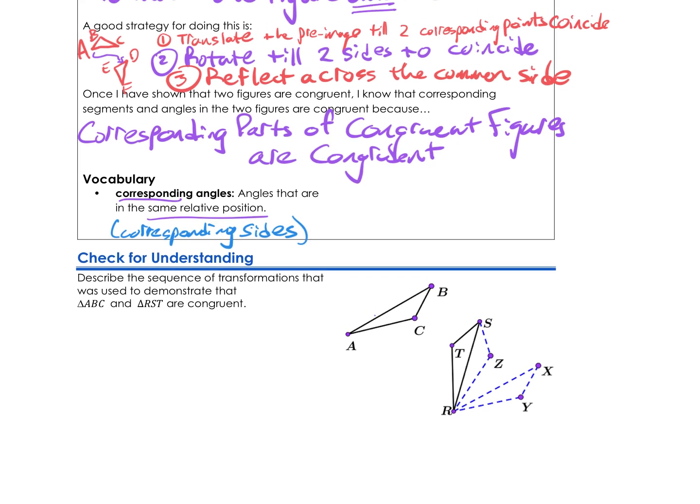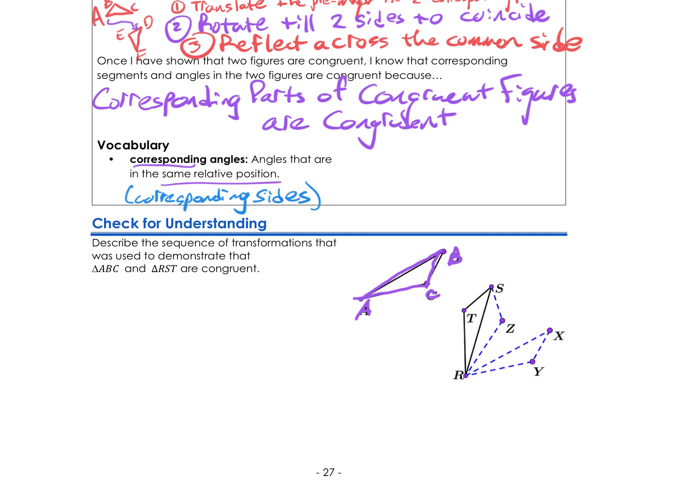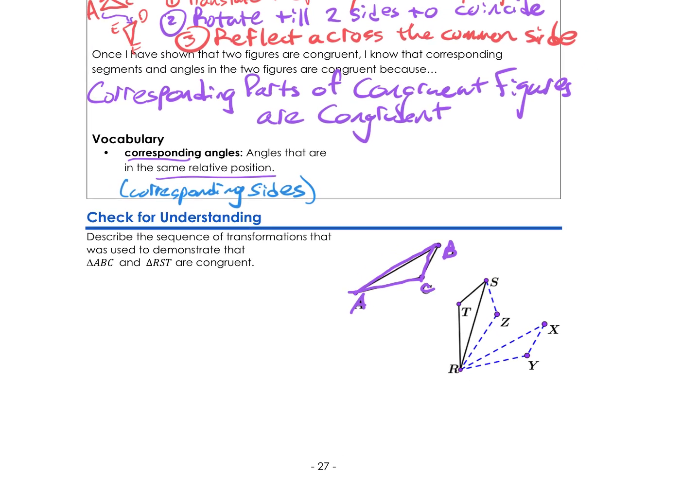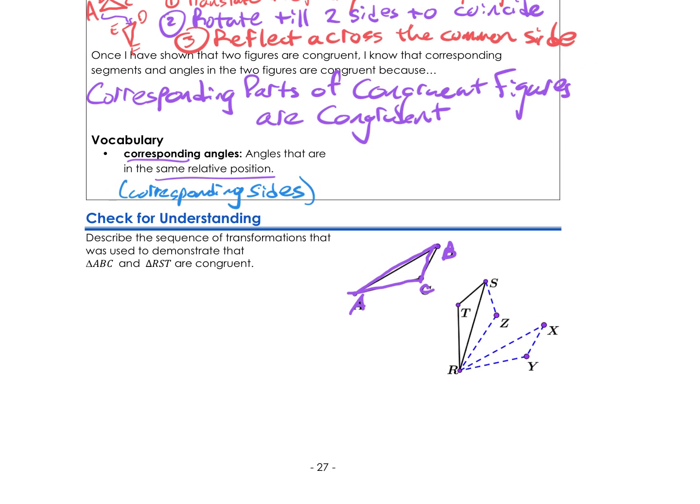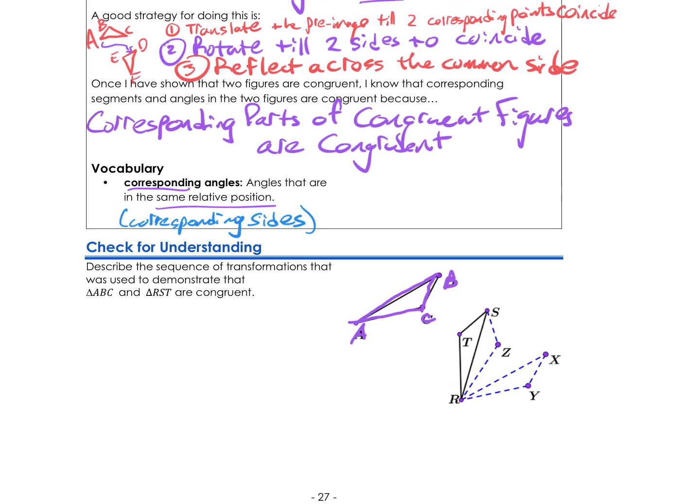So we have this triangle ABC, and we want to move that over to RST, and we want to describe some steps. One good way to do that is to trace the triangle. If you have tracing paper or patty paper, you can take that triangle and trace it. Then let's try our three little steps that we wrote above.